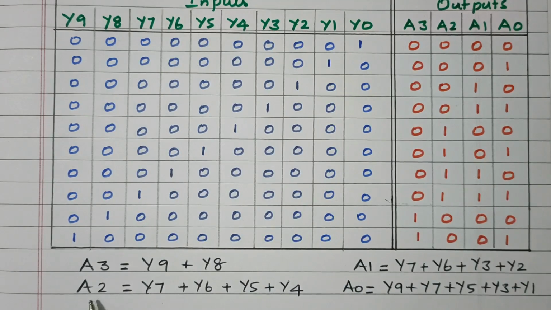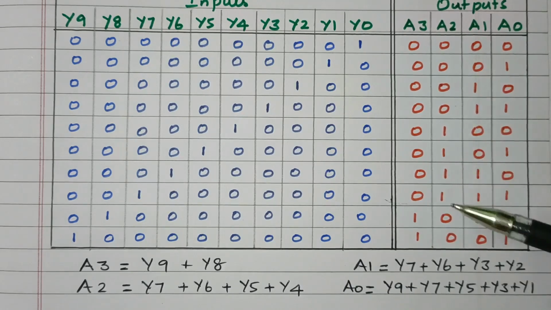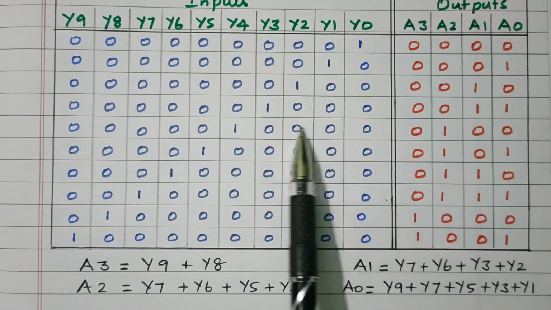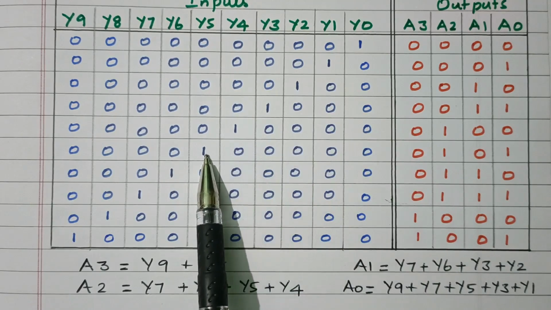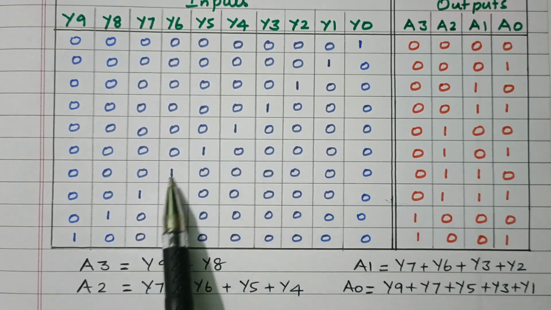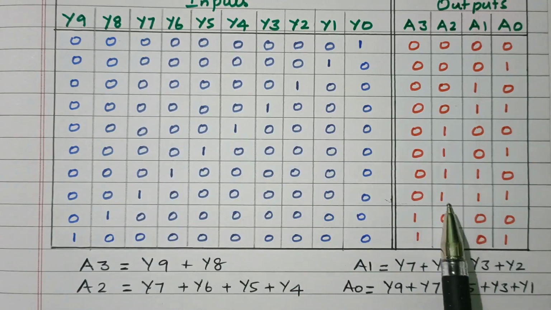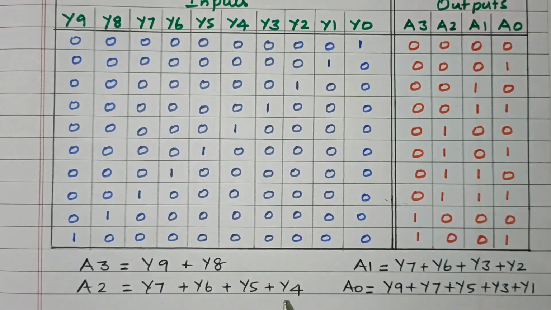Then we will go to A2. Here, these are all zeros. These 4 are 1s that are available. These 4 outputs are 1, again it is 0. So we'll see the corresponding input here, Y4, Y5, Y6 and Y7. When these 4 are high, we get the high output, logically high. Right? So Y4, Y5, Y6 and Y7 are all added. This is the logical expression for A2.